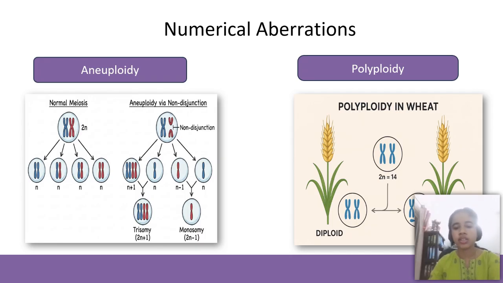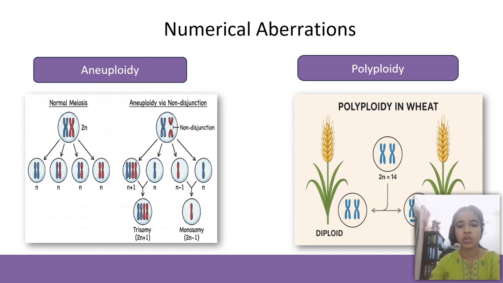Then the second is polyploidy. In polyploidy, there are extra full sets instead of losing just one chromosome. So the entire set gets duplicated, like getting an extra copy of the whole book. It is common in plants, and makes fruits bigger and seedless. Triploidy is with three sets. Tetraploidy is with four sets.